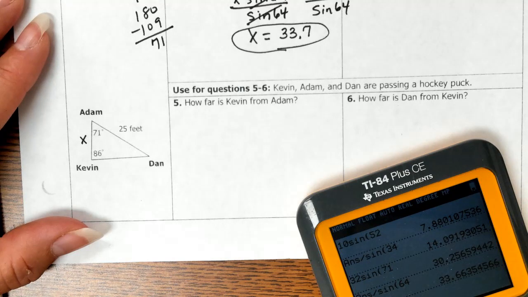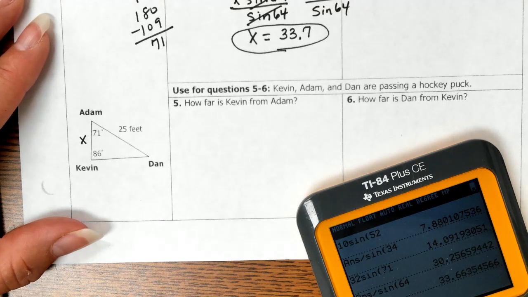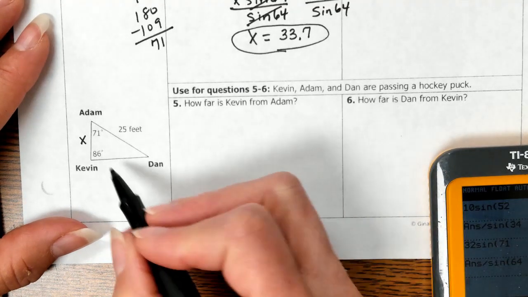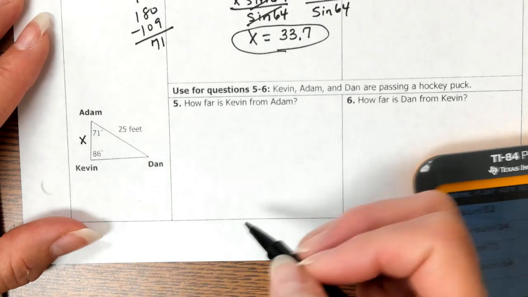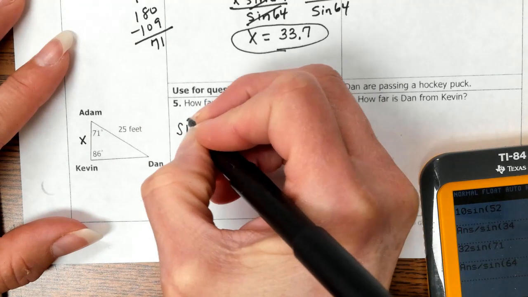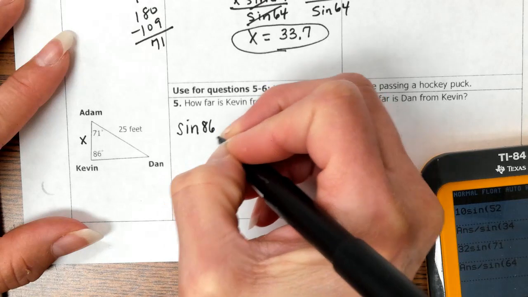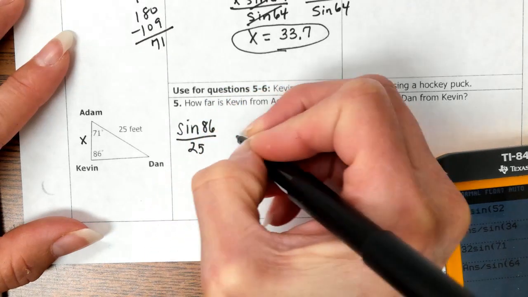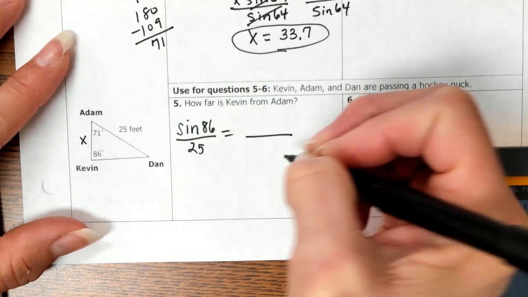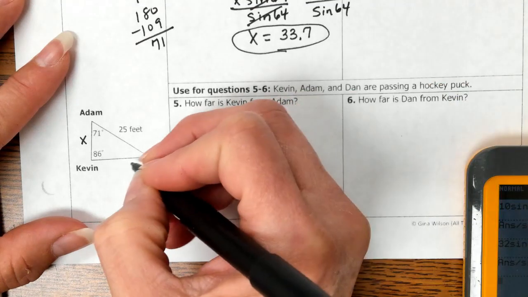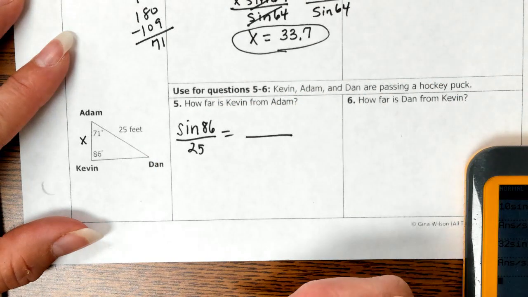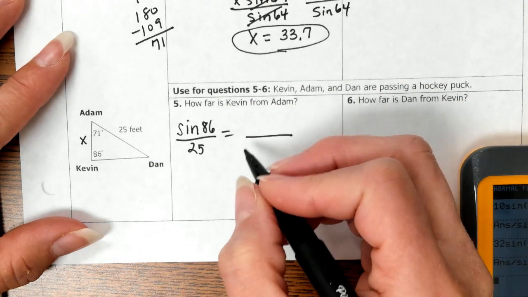I have a set of opposite. I see the 86 goes with the 25. So I know I could say sine of 86 over 25. But if I'm looking for X, I need Dan's angle. Okay. So can we find Dan's angle?